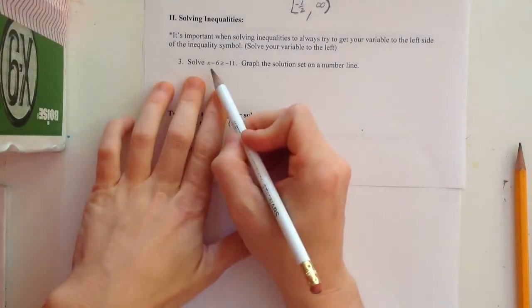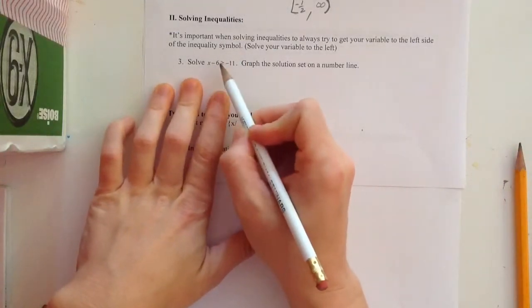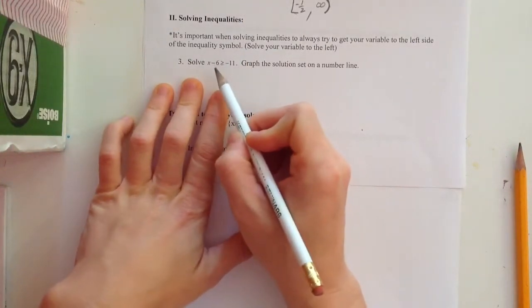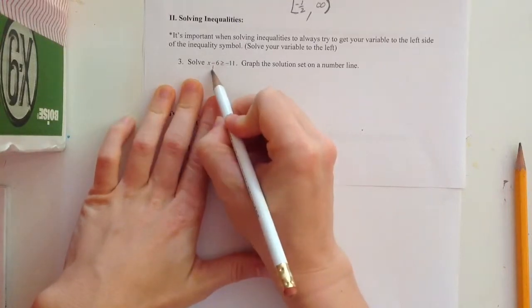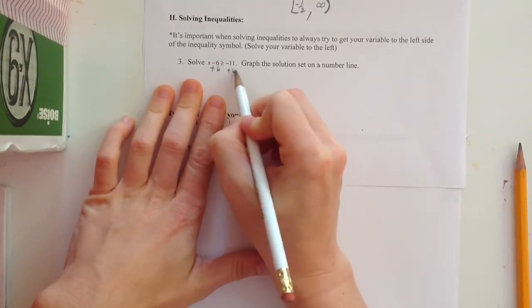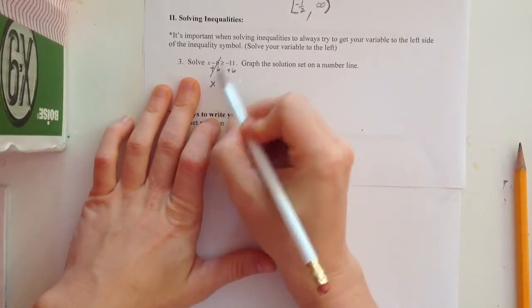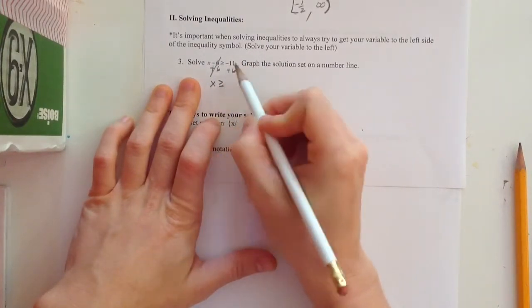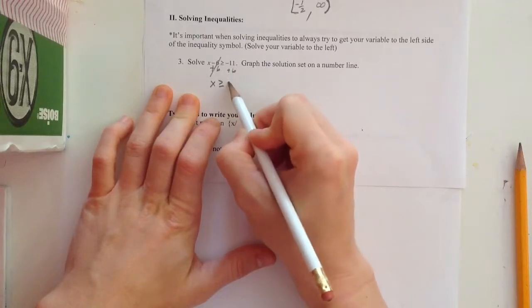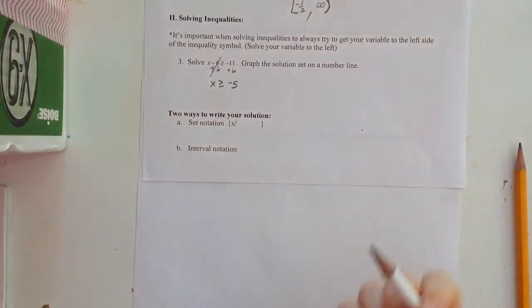So just like I want to get the x by itself when I'm solving equations, I want to get the x by itself when I'm solving inequalities. So I'm going to add 6 to both sides, the same thing that I was doing when I solved equations. And I have x is greater than or equal to, this is different signs, so I'm going to subtract, take the sign of the bigger number.